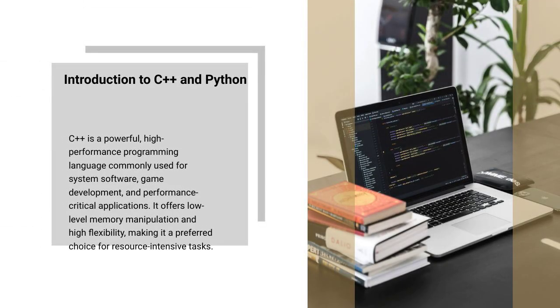is a powerful, high-performance programming language commonly used for system software, game development, and performance-critical applications. It offers low-level memory manipulation and high flexibility, making it a preferred choice for resource-intensive tasks.